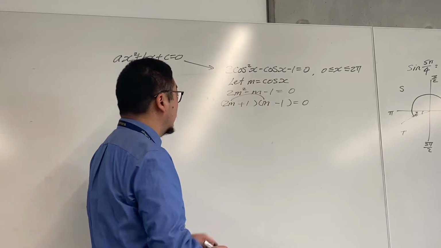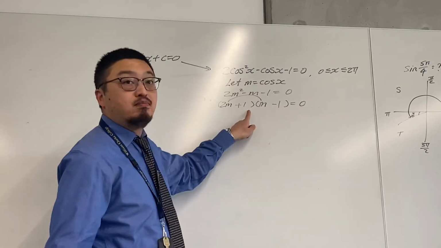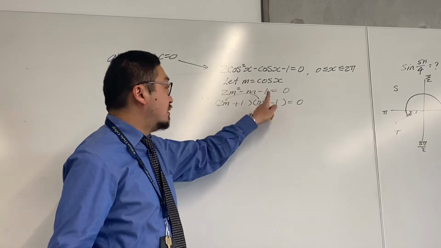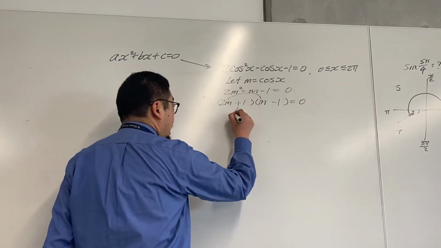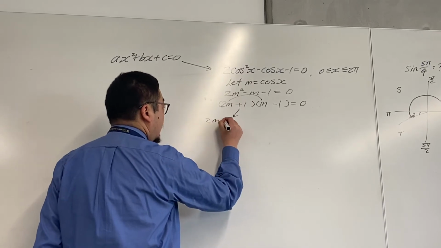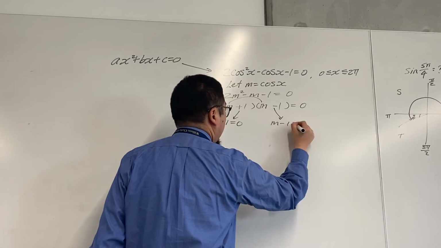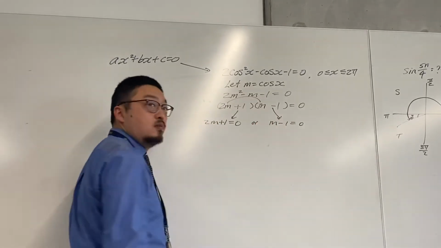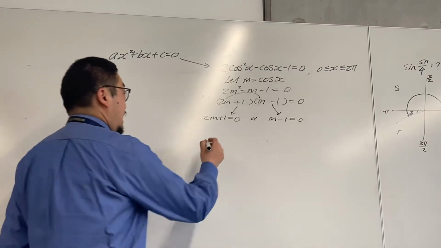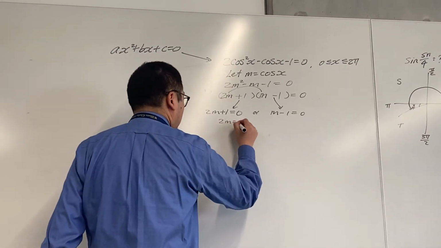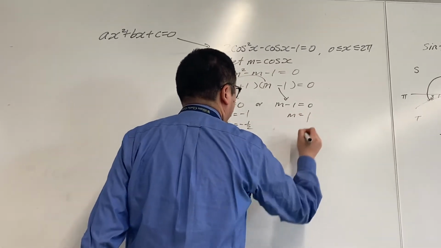Let me do a quick check. 2m squared, yes. Minus 2m plus m minus m. Excellent. Minus 1 minus 1. Beautiful. So I've got 2m plus 1 equal to 0 or m minus 1 equal to 0. You guys follow? Focus. Alright, then I've got 2m equals minus 1, m equals minus half, or m equals 1.